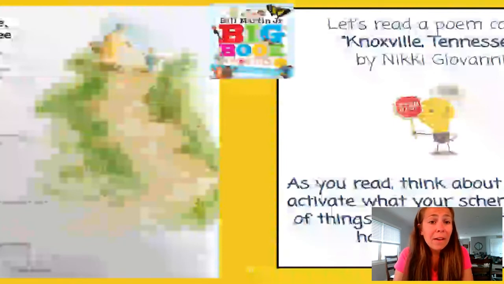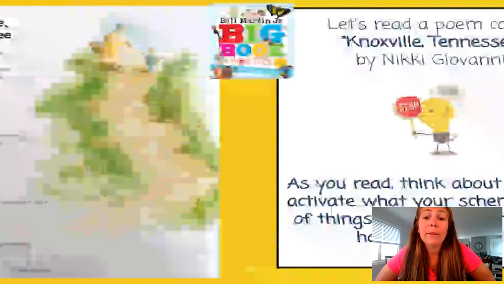So here we have the poem Knoxville, Tennessee. We are going to read it together, and it was written by Nikki Giovanni. As you read, think about ways to activate your schema. Think of things you already know and have experienced. So let's take a look at this poem.